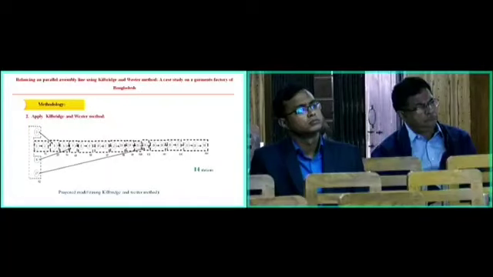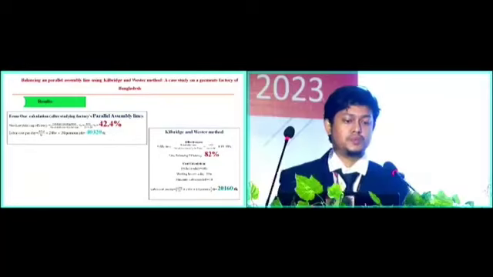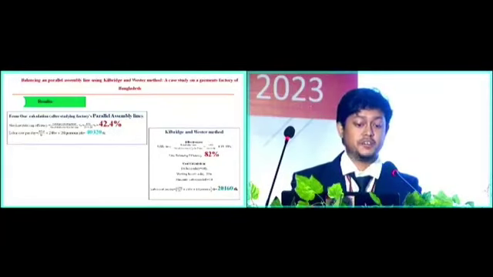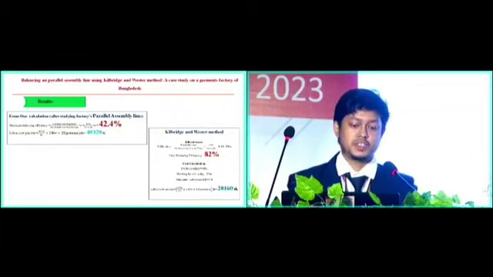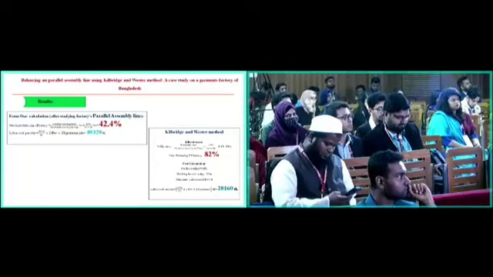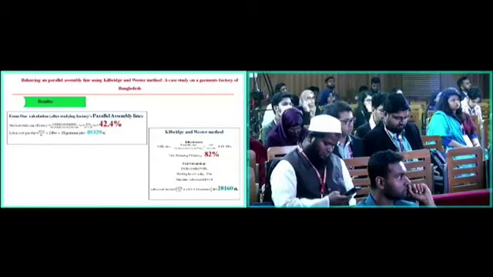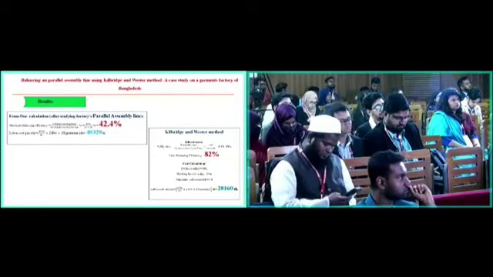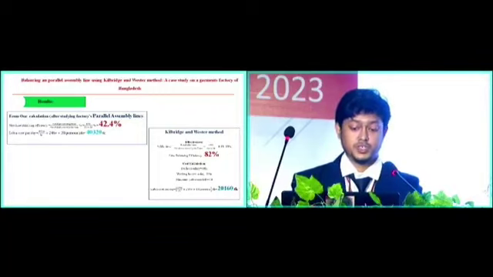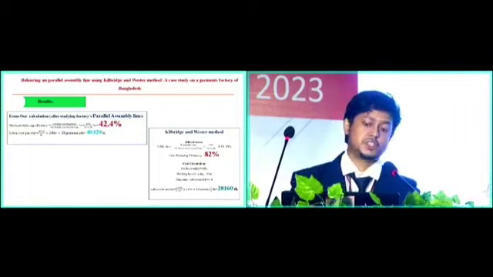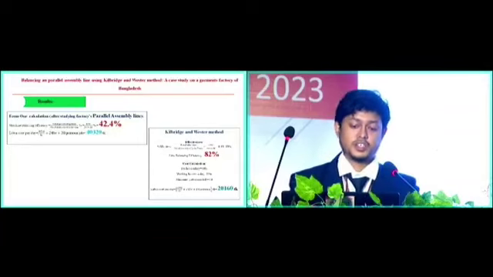Later on, in the results, from our calculation after studying the factory's parallel assembly line, we found maximum line balance efficiency is 42.4%. Labor cost per day is 40,320 taka. Whereas the Kilbridge and Wester method gave us percentage idle time of 18%, which leads to line balancing efficiency of 82%, and cost calculation is 20,160 taka.